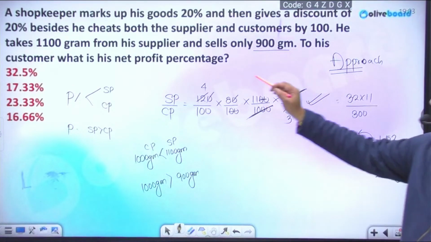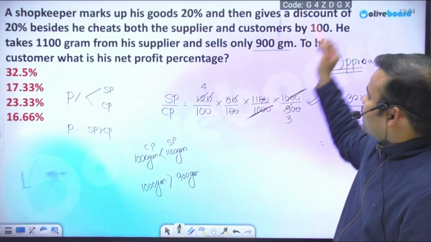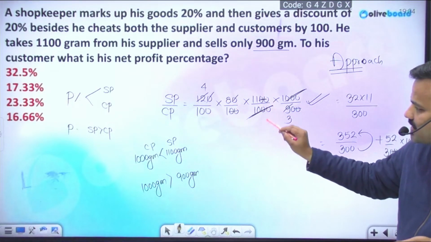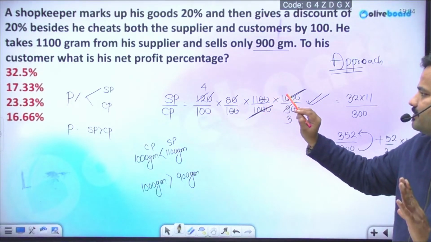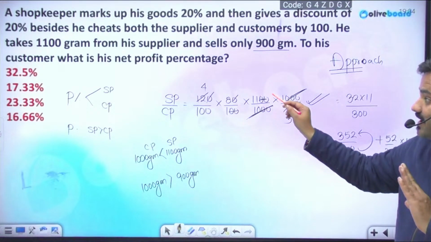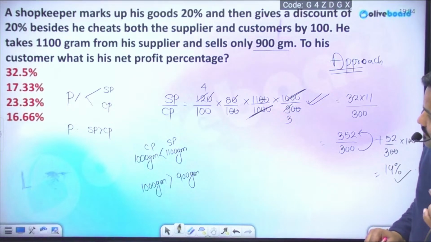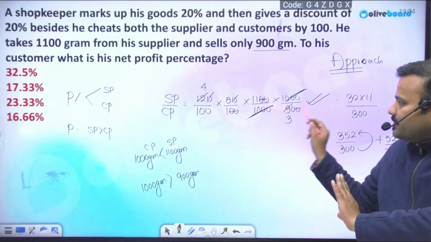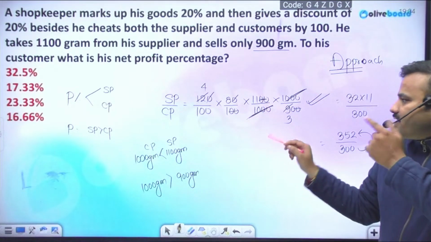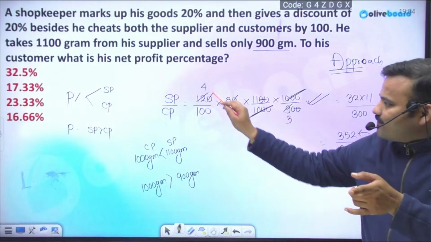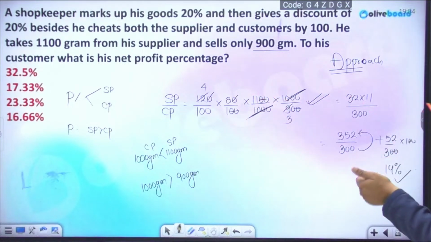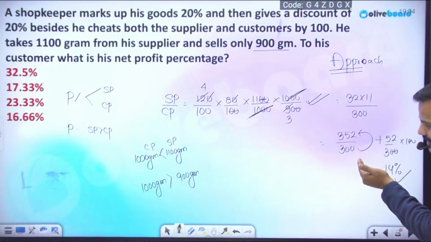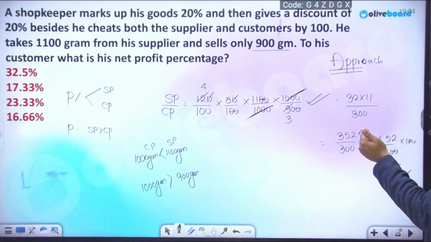Sir, the article was marked 120%, gives a discount of 20%. Instead of 1000 gram, I am purchasing 1100 gram, and instead of 1000 gram, I am selling 900 gram. 1000 eliminated, 00 eliminated, 00 eliminated. 3 times of 3 and this is 3 times of 4. This is 4 into 8 is 32. 32 times of 11 is 320 plus 32 is 352 by 300. This is 52, making a profit of 52 on 3.